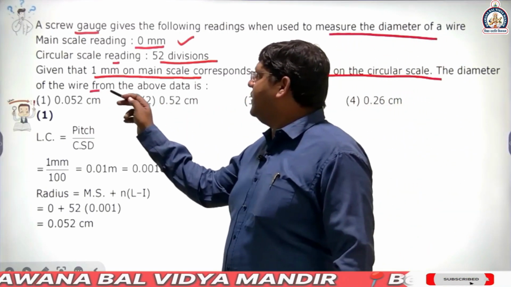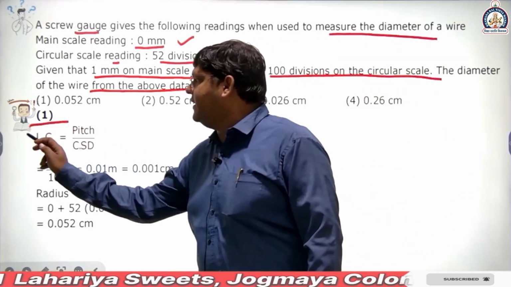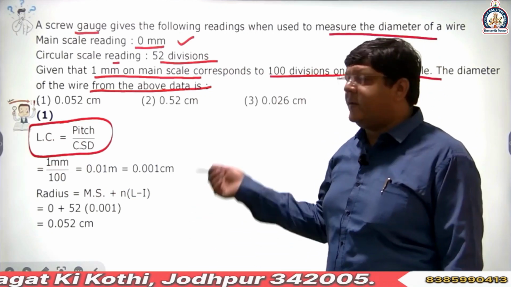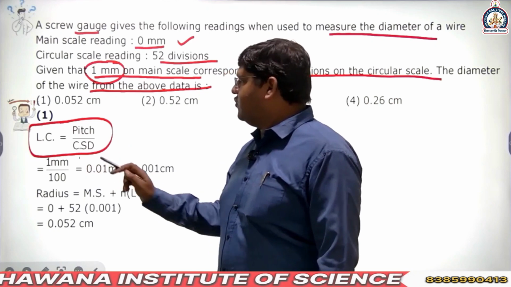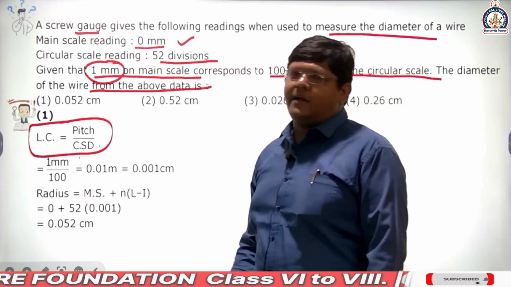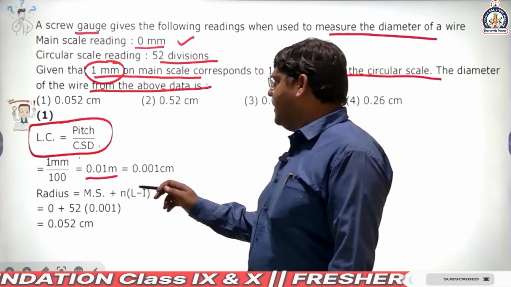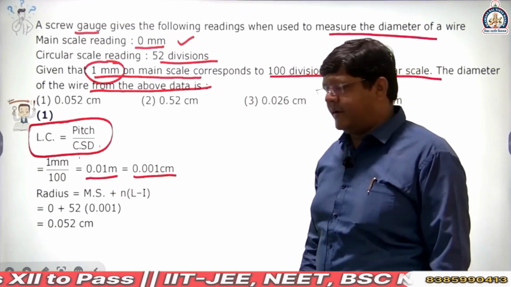Now we have to calculate the diameter of the wire. By using the simple formula, least count is equal to pitch upon CSD. CSD means circular scale division, and pitch, according to the question, is 1 mm. So we put the value 1 mm, and the total number of divisions in the circular scale is 100. So 1 mm upon 100, solving we get 0.01 mm, or in centimeter it comes out to be 0.001 centimeter.